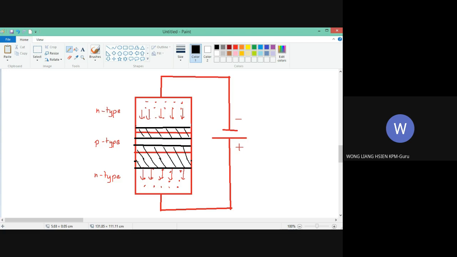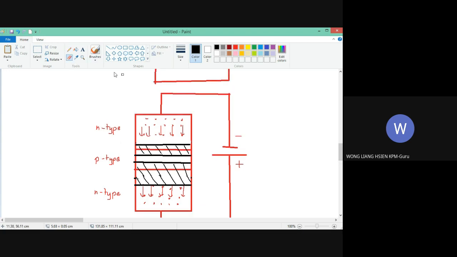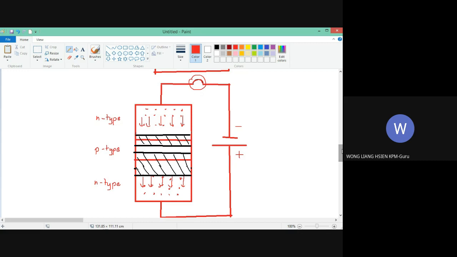However, if we connect about here, and the bulb lights up, of course it cannot. Because see, here there is still a diffusion layer, and the diffusion layer here becomes bigger. So that means the electron cannot pass through the transistor. So electric current cannot flow, then the bulb will not light up.